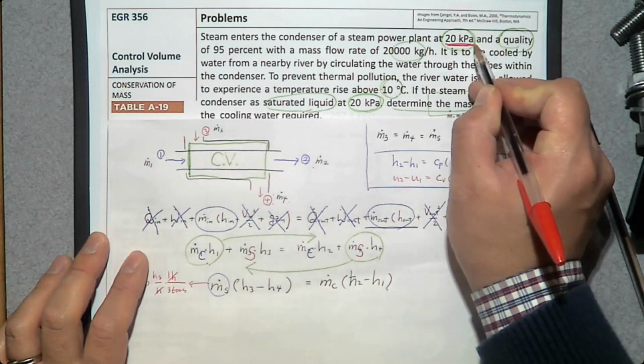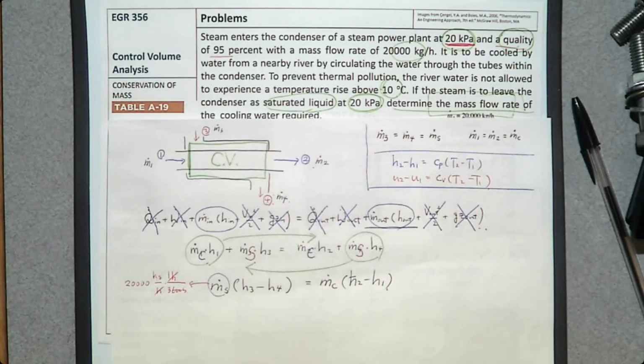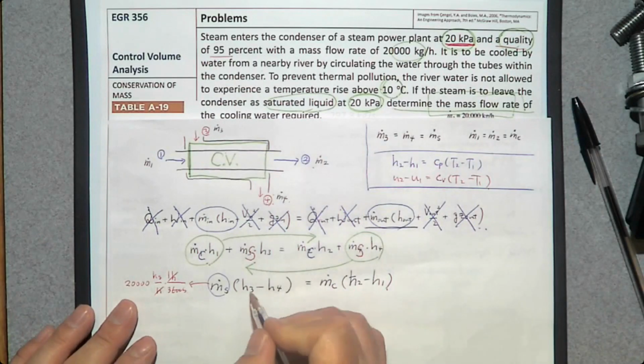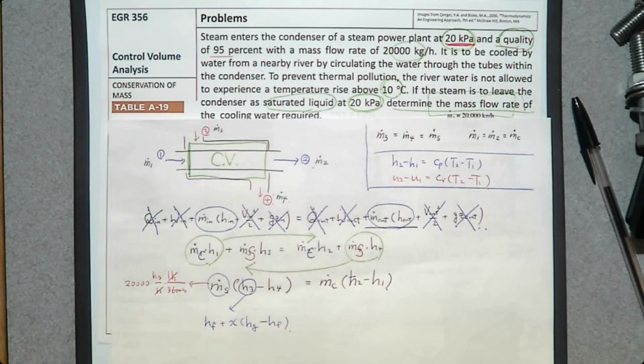At the inlet of the steam, we know pressure, and the quality X is 0.95. When you have quality X, that means it's a saturated mixture. If you have a saturated mixture, how do you determine its property? Linear interpolation. So what is the linear interpolation equation? Hf plus quality X times Hg minus Hf. Then how can you find Hf and Hg? From that pressure, 20 kilopascal.